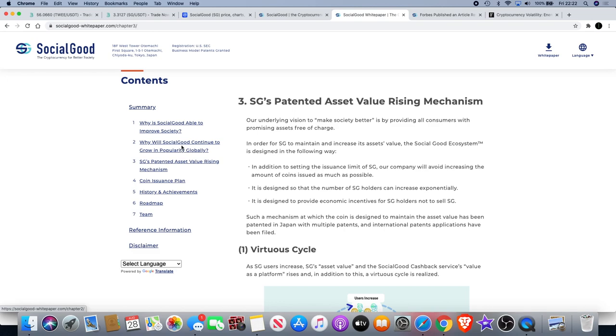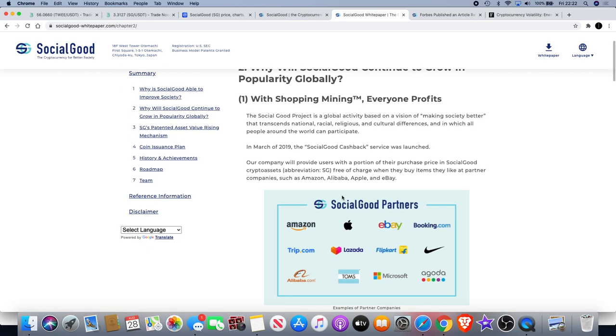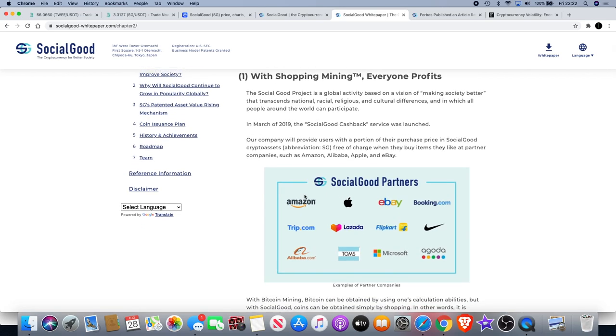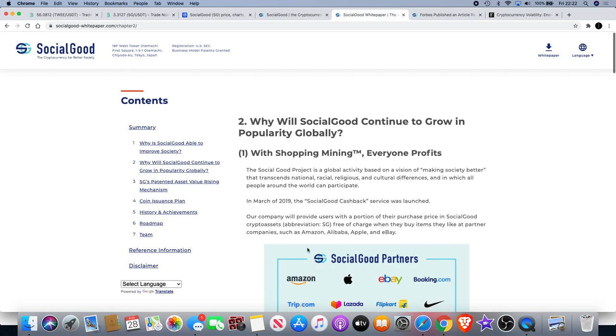But why will Social Good continue to grow in popularity? If you look at some of the partners, you've got Amazon, Apple, eBay, Booking.com, Trip.com, Lazada, Flipkart, Nike, Agoda, Microsoft, Tom's, and Alibaba.com.